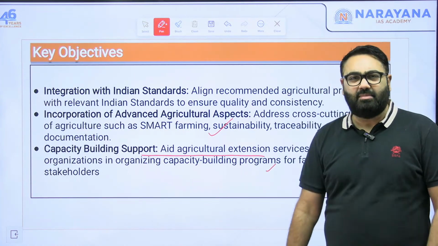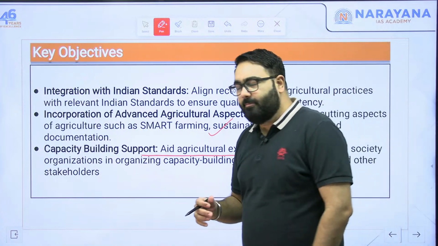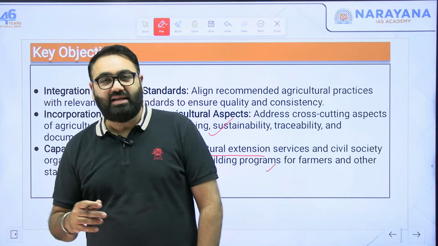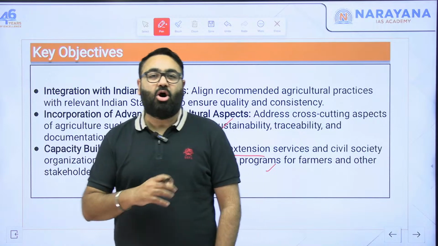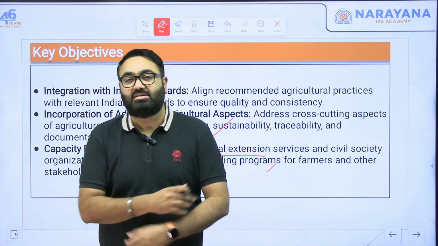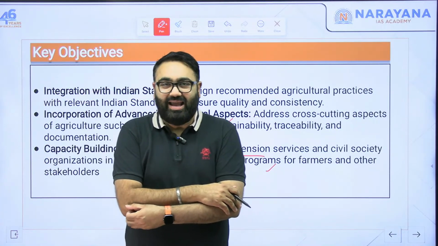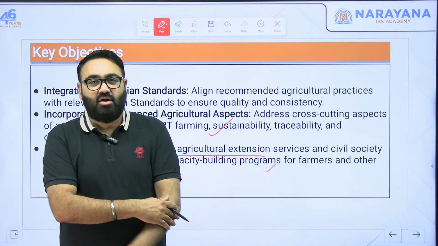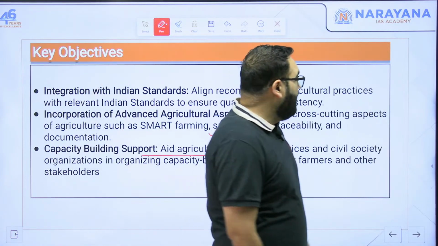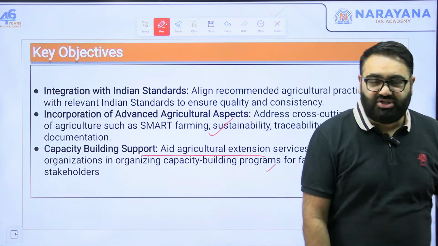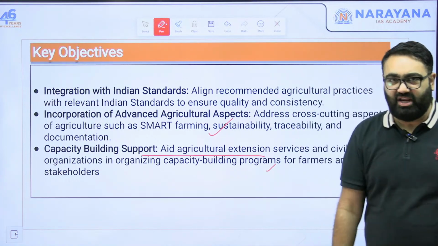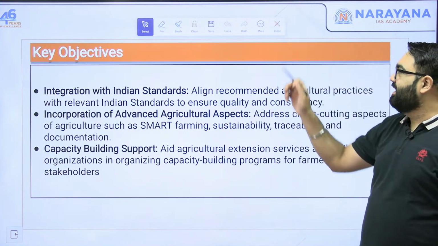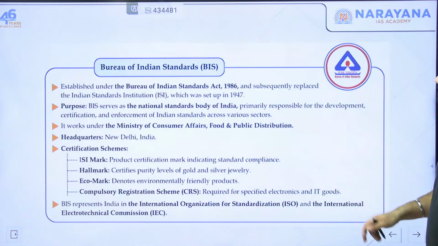Capacity building basically means giving more skills, pushing the farmers to do the right thing, helping them to adopt these kind of practices. All of this is a laid out objective of the National Agriculture Code. Now, how much of this are they able to achieve, how much of it is not being achieved, that's a different story altogether, but at least this is what they are aiming for.